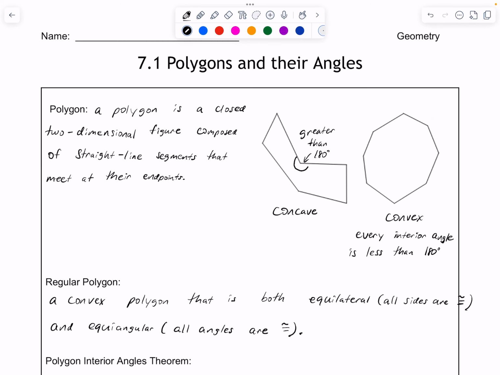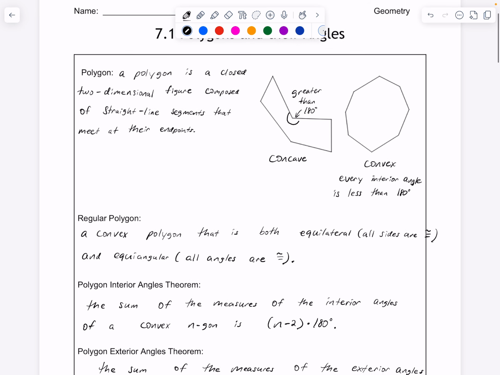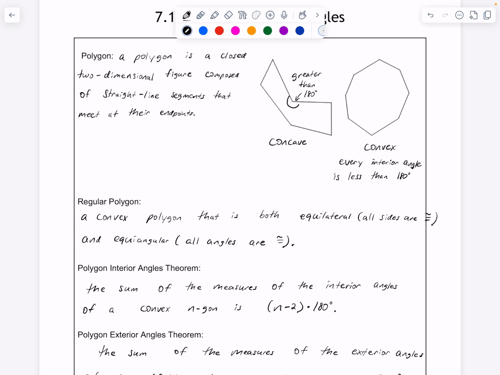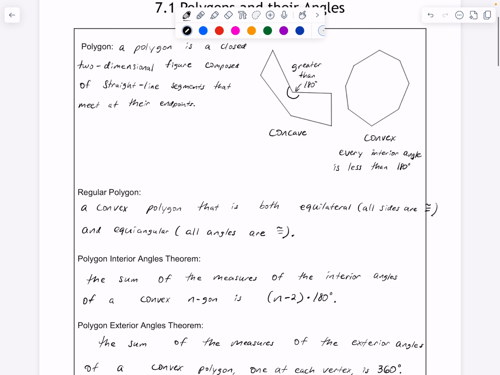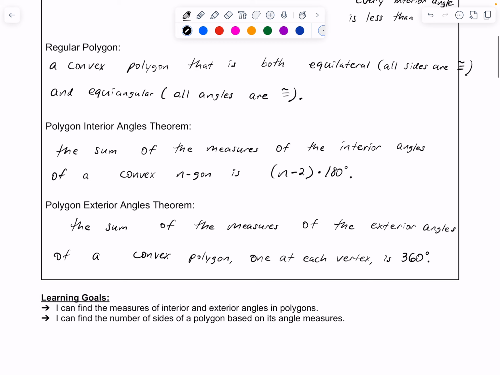All right, guys, in this lesson, we're going to go over a couple of different things. We've already touched on polygons in the first semester, talking about concave and convex polygons. But the new stuff here that we're going to focus on for these questions has to do with the regular polygons. So that is a convex polygon that is both equilateral, so all sides are congruent, and equiangular, all angles are congruent.